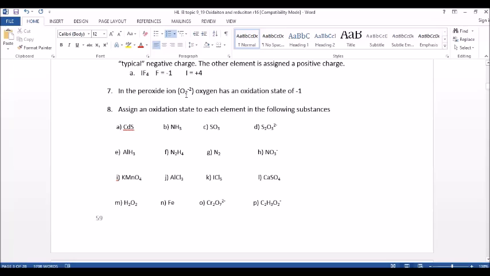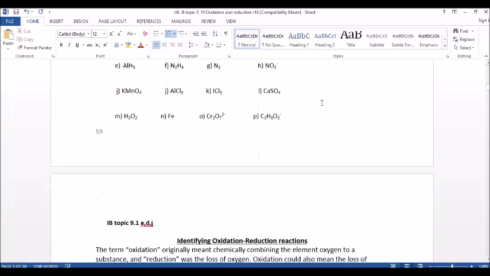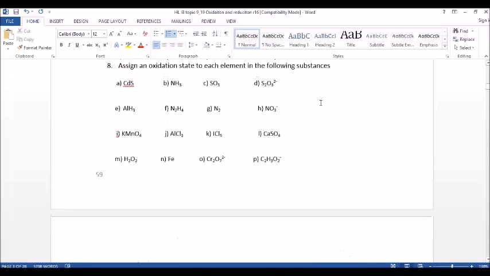Another rarity here is the peroxide ion, like in H2O2. There is a polyatomic ion called peroxide, which is O2 2-. In that particular instance, oxygen has an oxidation state of -1 instead of its normal -2. Again, a rare thing, but just something we need to be on our toes with when that does pop up.